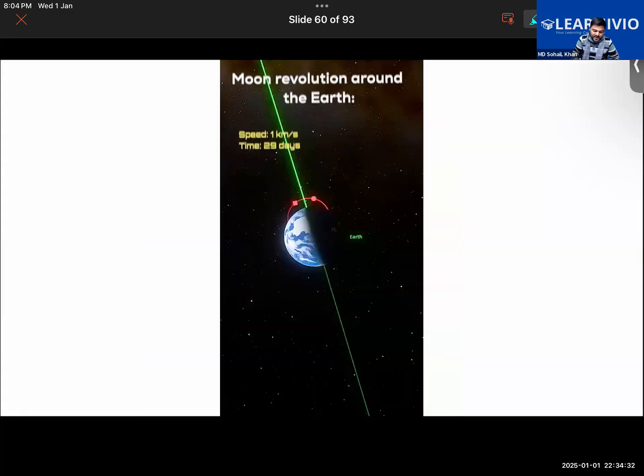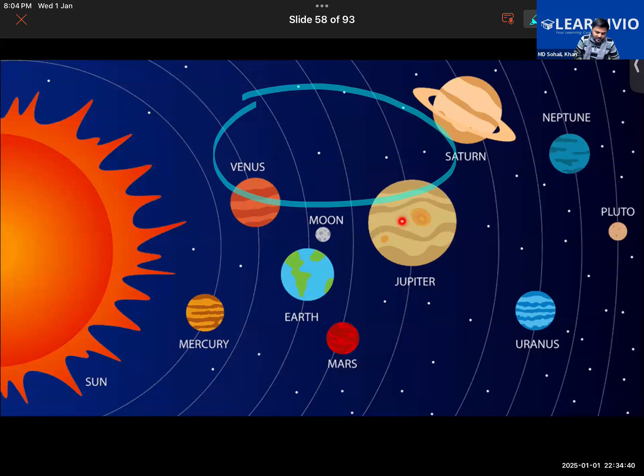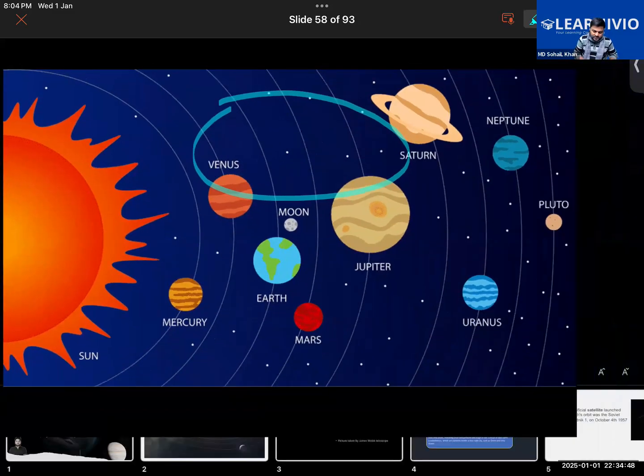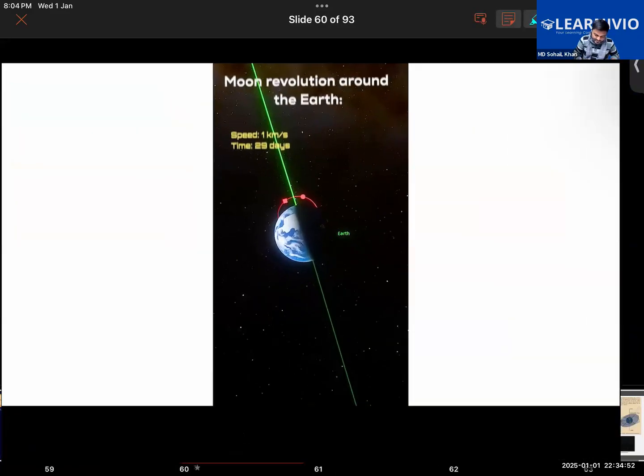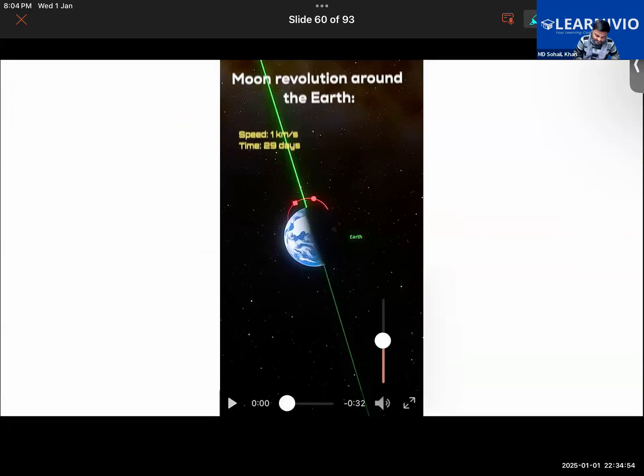Now you might have wondered how exactly the planets are moving. Planets and the moons are moving around the sun, like moving around the sun in this manner. That is true, but the sun is also moving in the galaxy. The sun is also doing revolutions. Just take a look at this video that will help you understand how exactly the planets, the moons, and the sun are moving in the universe.